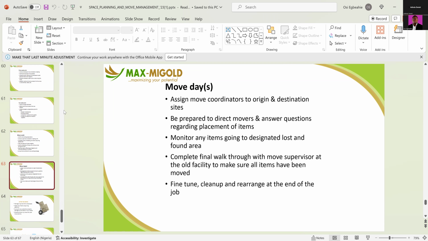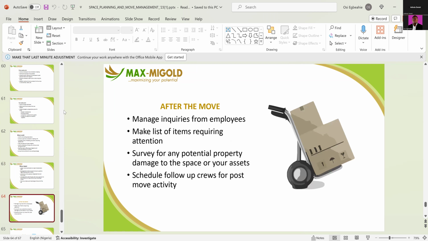The move day itself, assign move coordinators to the original and the destination site. Be prepared to direct movers and answer questions regarding placement of items. Monitor any items going to the designated lost and found areas. Complete final walkthrough with supervisors at the old facility to ensure that all items have been moved. Fine-tune, clean, and rearrange at the end of the job.